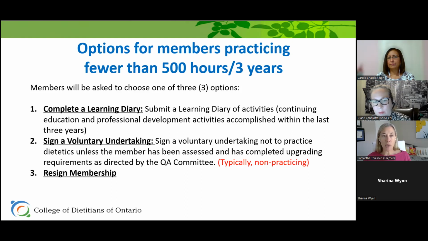The last option, not always the most popular one, but sometimes the final option, is if the dietitian is no longer practicing and no longer wishes to be a member anymore, they could resign their membership as well.